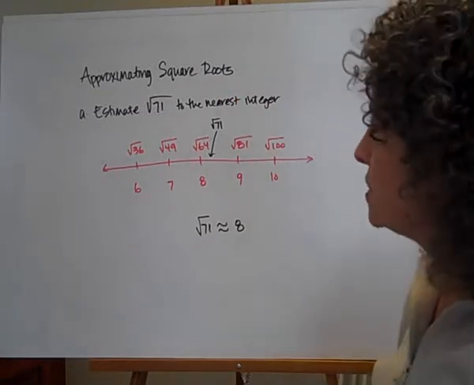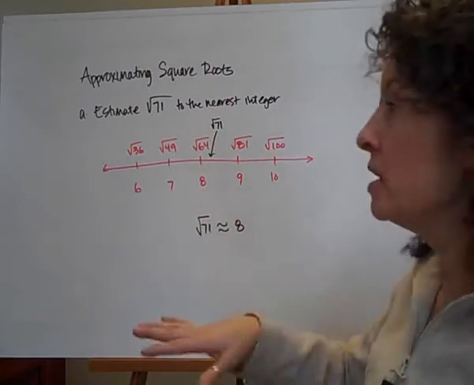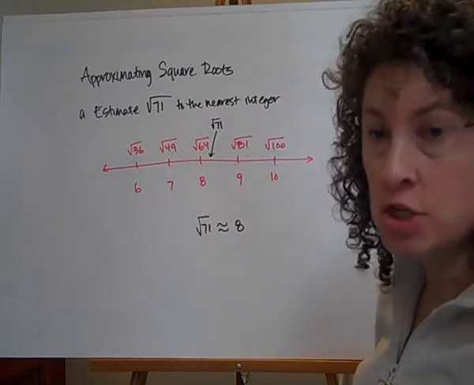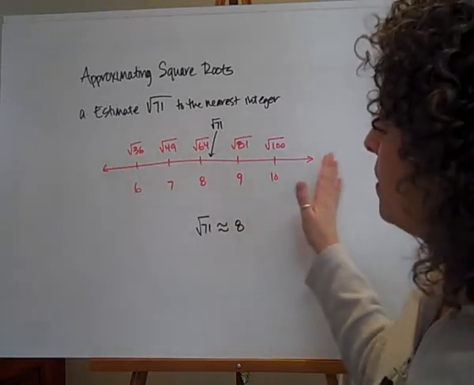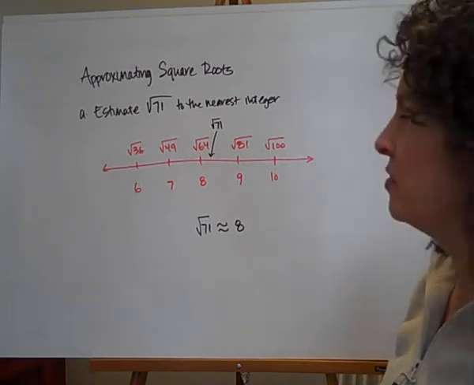Approximating square roots. So we're going to estimate a square root. We're going to figure out what it's nearest to. We're going to estimate the square root of 71 to the nearest integer. I'm going to think about my square root on a number line, as if I don't have a calculator for this one.